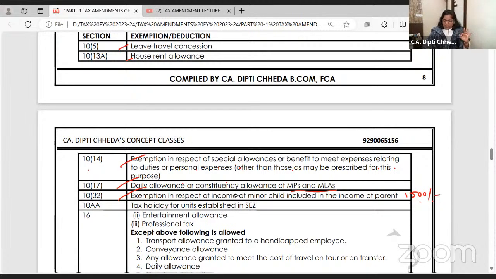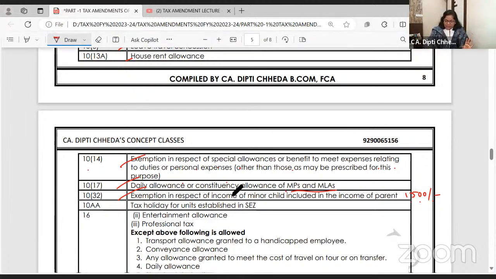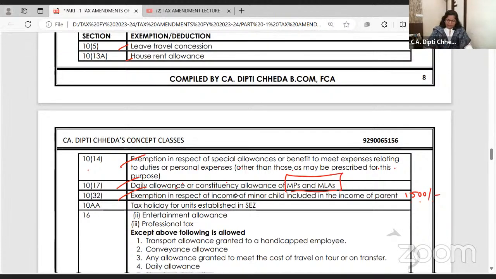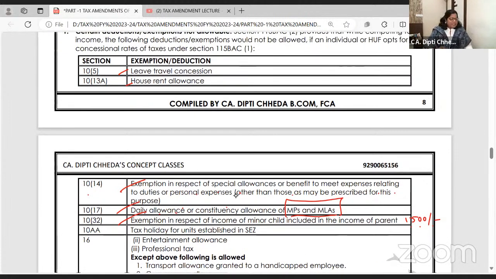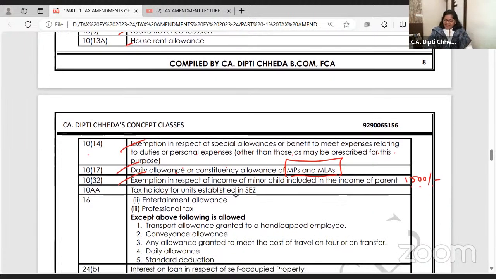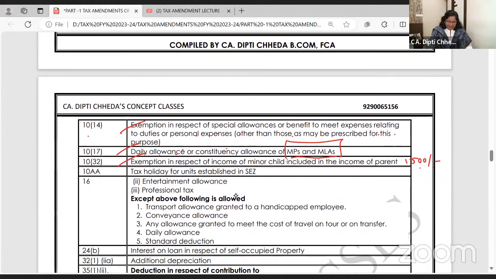If you have a printout, write all this. ये MPs और MLAs को daily allowance नहीं मिलेगा, बाकी को मिलेगा. So do this 3D 5D makeup, I call it, of your material.